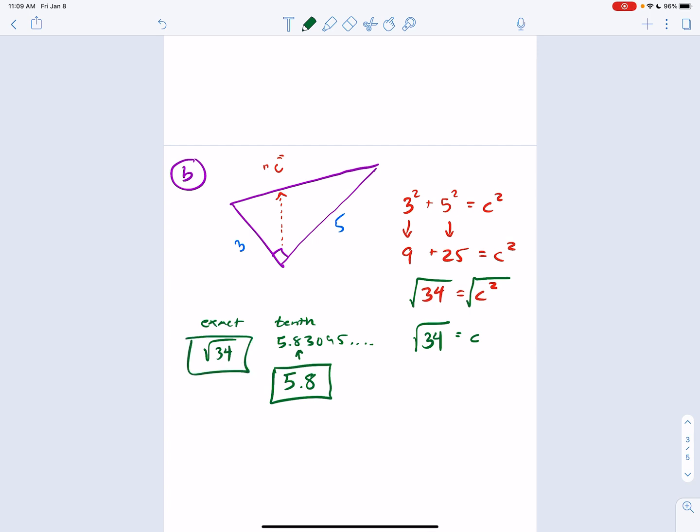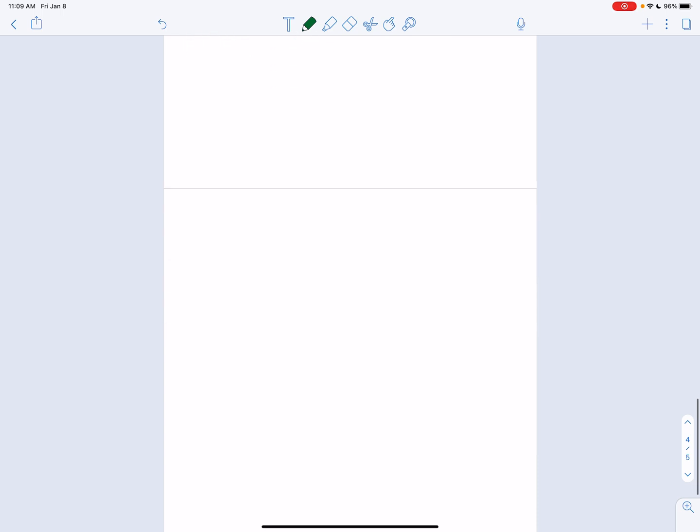Okay. So just to reiterate, on Delta Math, sometimes they'll ask you for the exact answer. Sometimes they'll ask you to round it to the nearest 10th. Okay? So there we have it. All right? Okay. Some other things that you may see.